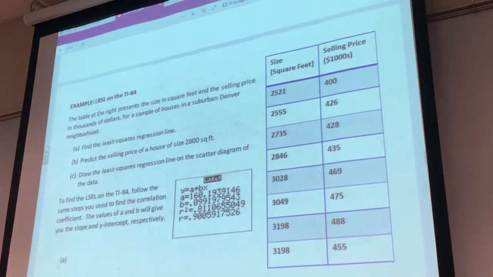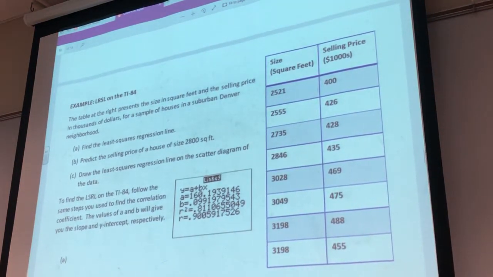Okay, so with the tests, I forgot to give you guys the formula.